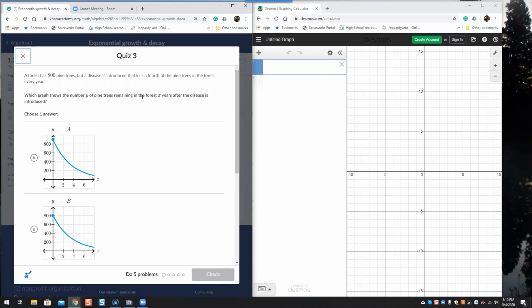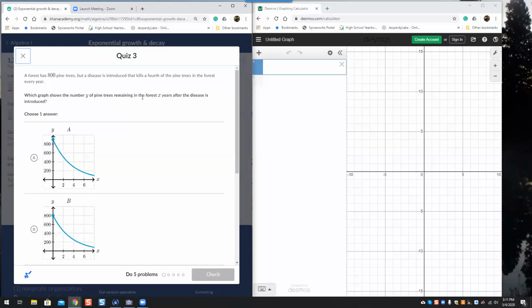All right, so I'm just going to think of this in a common sense way. If it's killing 1/4 of the pine trees, but we're trying to find out how many pine trees are remaining after X number of years, we really want to know how many are left, not how many died. So we know that 3/4 of the trees are going to be left from however many trees there were the previous year, starting at year zero when we had 800 pine trees.